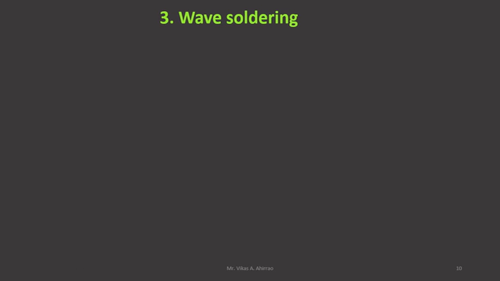The third, widely used method is called wave soldering. Actually, when we have to manufacture and solder a number of PCBs in a short time, with continuous use of soldering, then we will prefer the wave soldering method. There are a few steps in the wave soldering method. First is flux spraying.